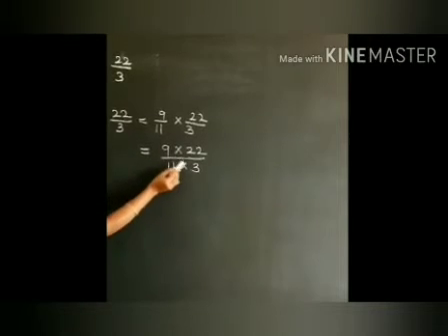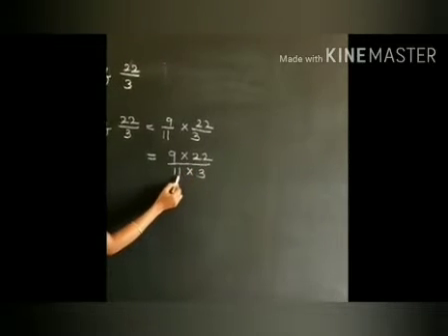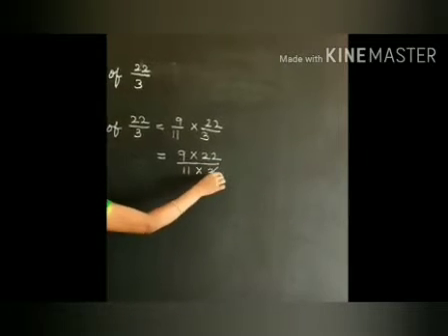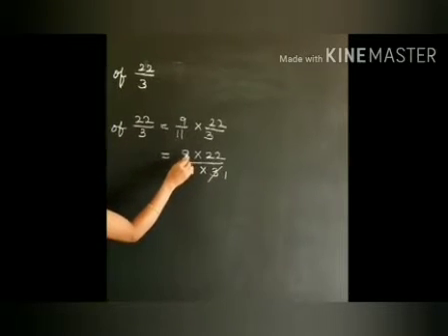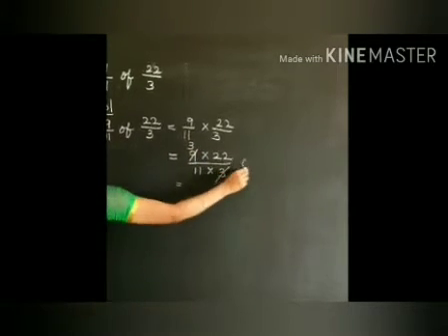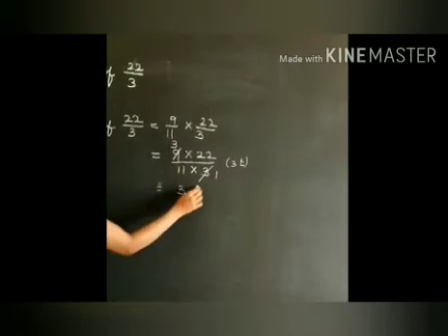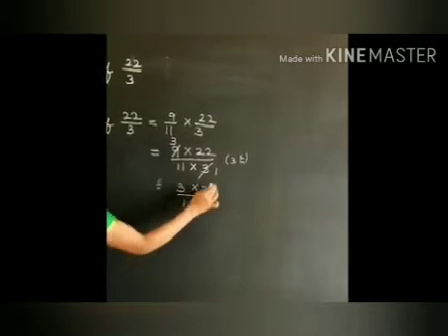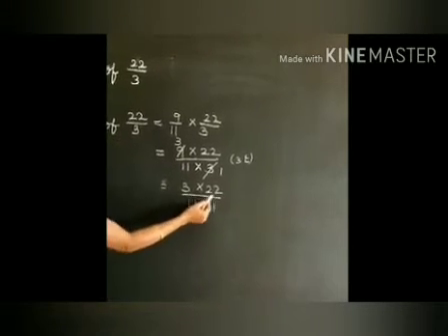Now see the numbers 9 and 3, it is possible to cancel with the 3 table, and 11 and 22 it is possible to cancel with the 11th table. So first you choose the 3 table. 3, how many times in the 3 table? 1 time. 1 3s are 3. And 9, how many times in the 3 table? 3 3s are 9. Which table are we using here? 3 table. Then write that answer: 3 into 22 divided by 11 into 1.